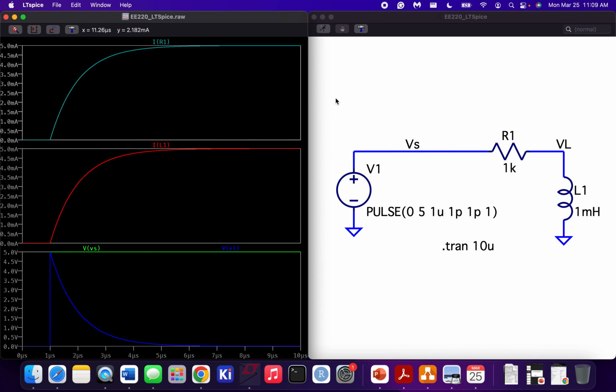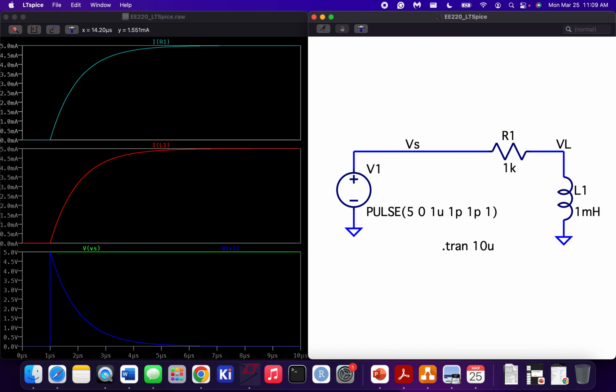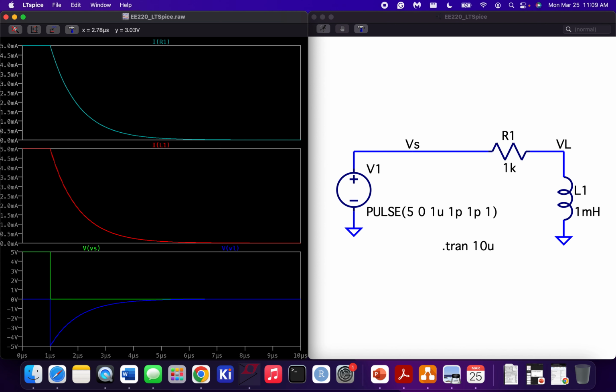If I wanted to de-energize the coil, I would just go ahead and swap from 5 over to 0. And then I can go ahead and run, and I get the discharging or de-energizing behavior that I would expect for my RL circuit. Okay, so I'm going to go ahead and end this video here, but just wanted to do the same things we did for RC circuits in the context of an RL circuit just to show it in LTSpice.